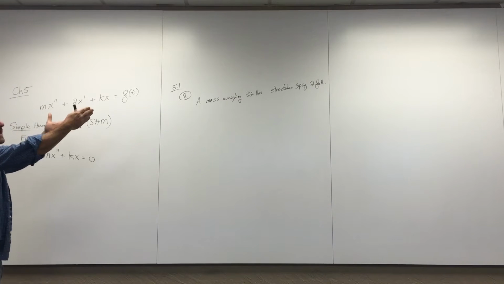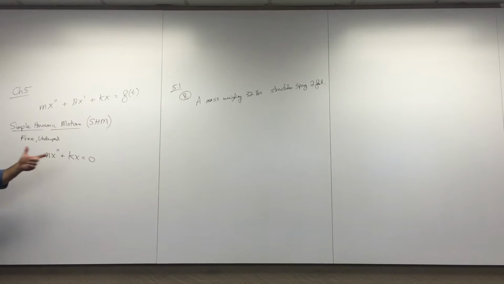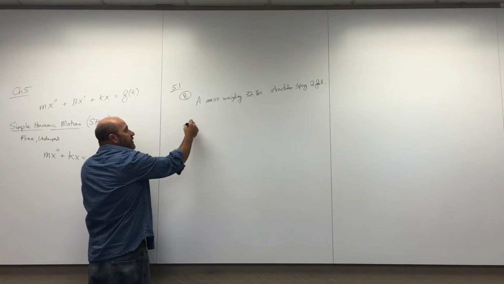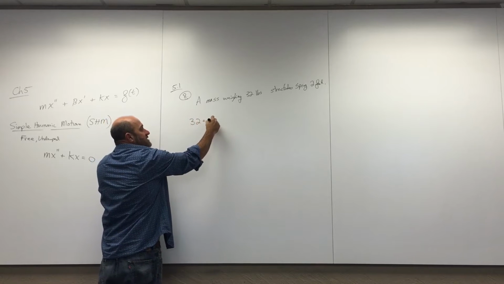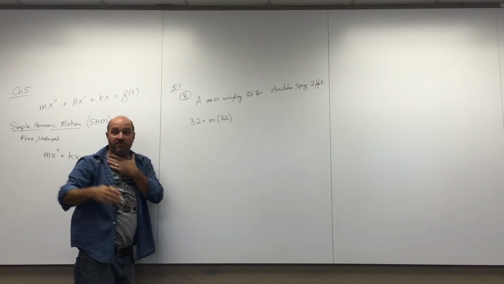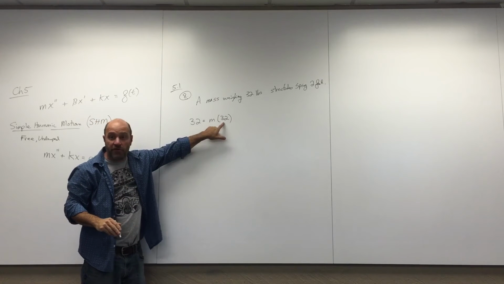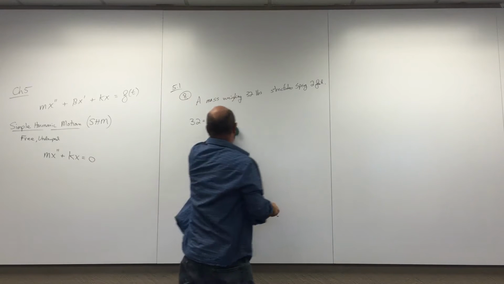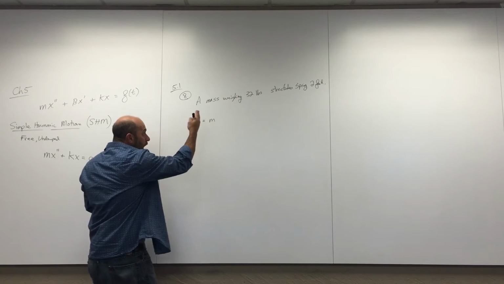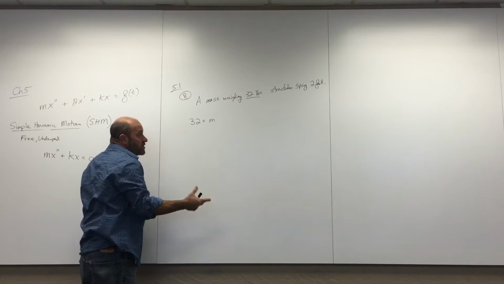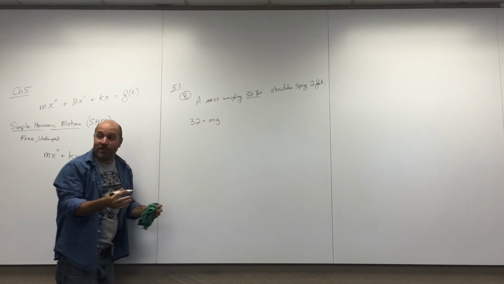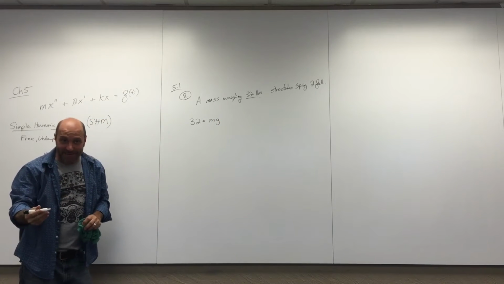What it does in that one sentence is it tells me the mass and the k. But there's a little more to it. It says the mass weighs 32 pounds, and what you have to remember is that weight is mass times gravity. The weight is 32 pounds, and that's a force. That weight of 32 pounds is my mass times gravity, and gravity is 32 feet per second per second.